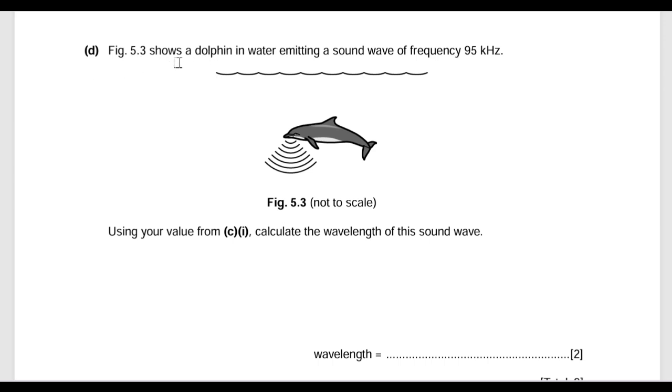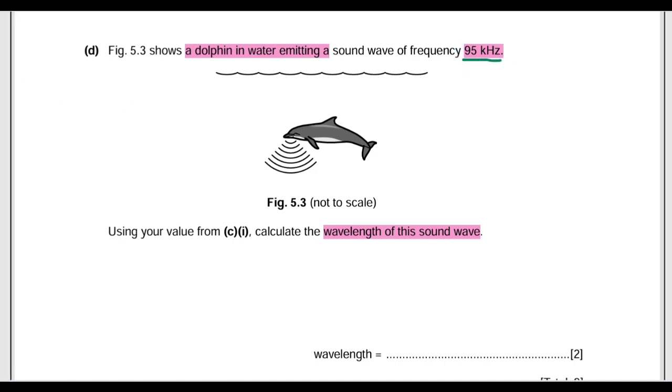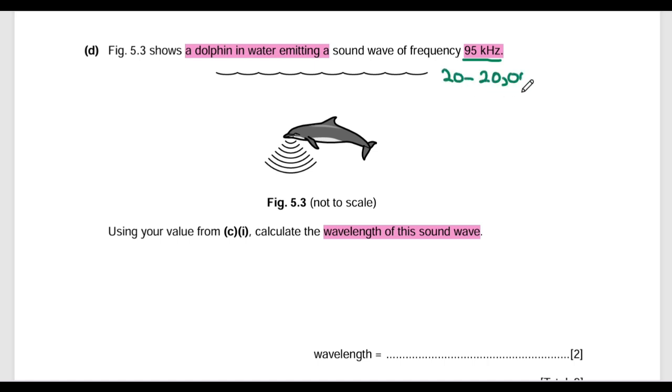D part is saying figure 5.3 shows a dolphin in water emitting a wave of frequency 95 Hz. Using your value from C, calculate the wavelength of this wave. So the frequency of the waves is 95, and humans can only hear within a certain range, and any frequency that is greater than 20,000 hertz is ultrasound. So this dolphin is emitting ultrasound, and the speed of sound in water, I've already told you, is 1500 meter per second.